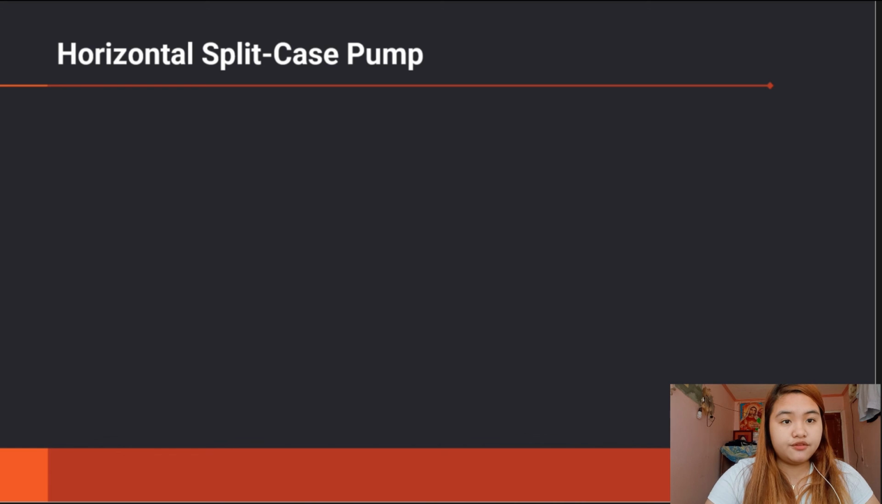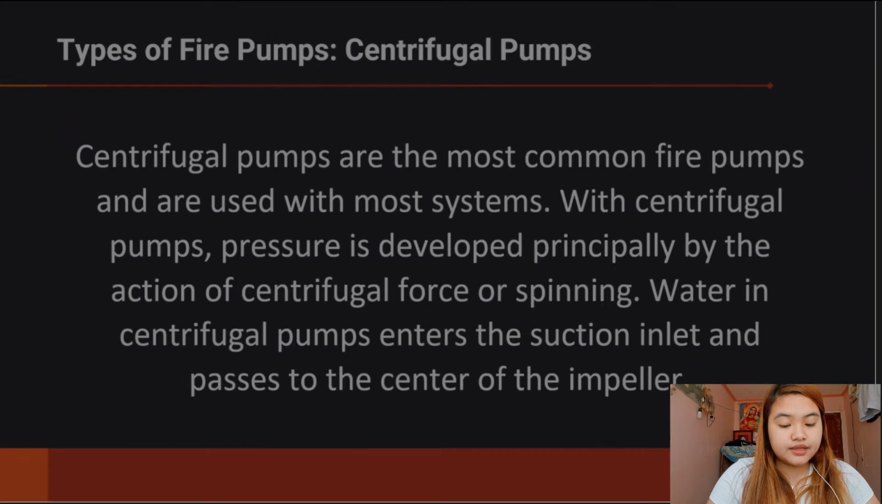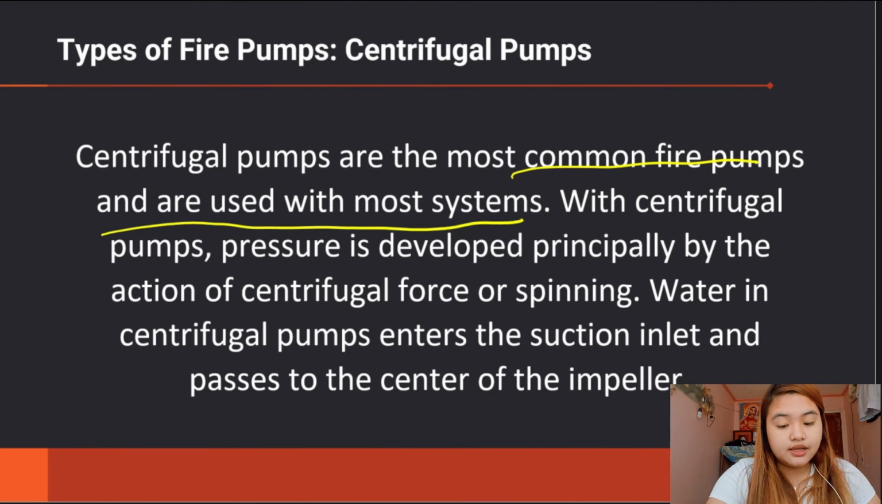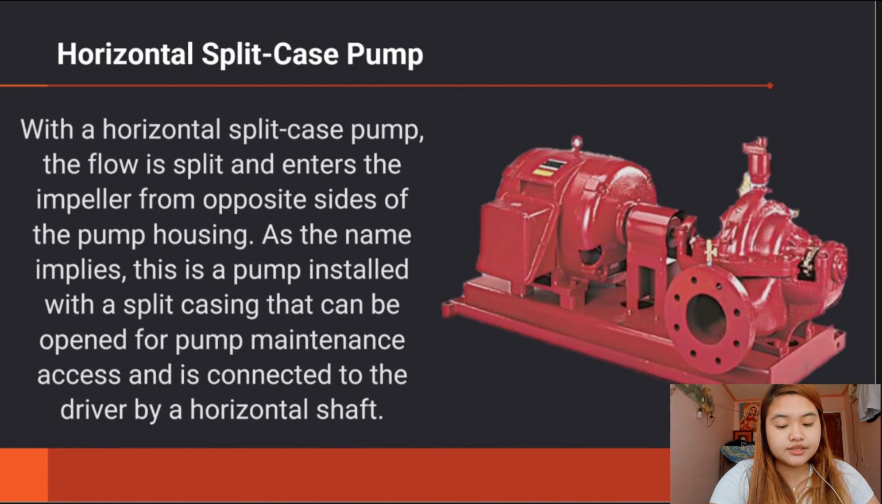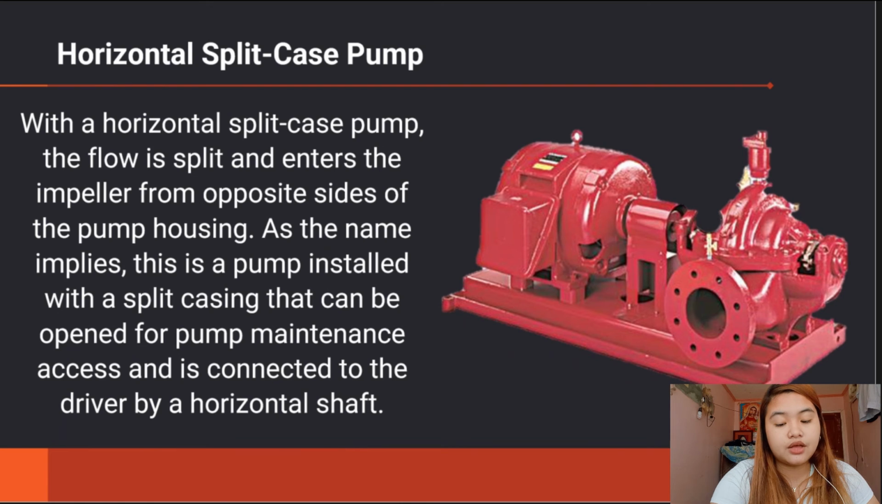An example of this centrifugal pump is the horizontal split case pump. This horizontal split case pump allows the flow that splits and enters the impeller to the opposite side of the pumping house. As the name implies, this pump is installed with a split casing that can be opened for pump maintenance access, and it is connected by the driver to a horizontal shaft.